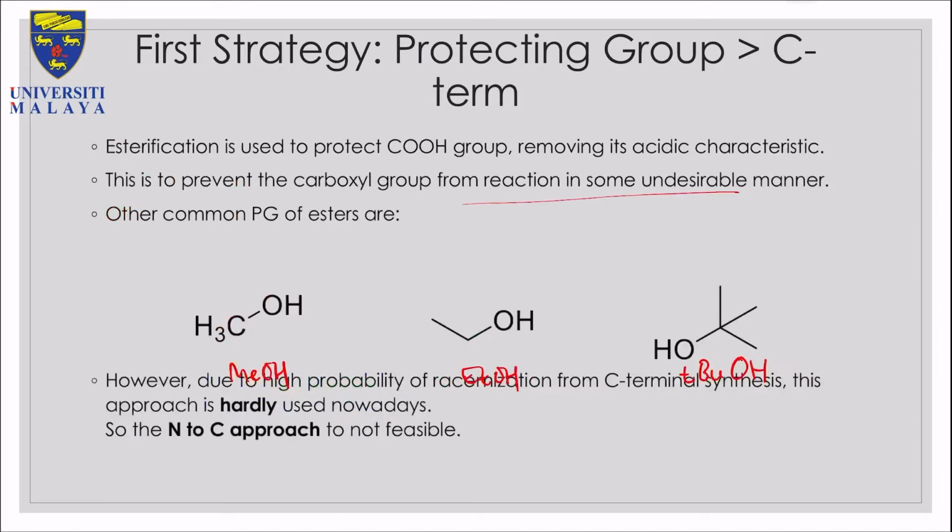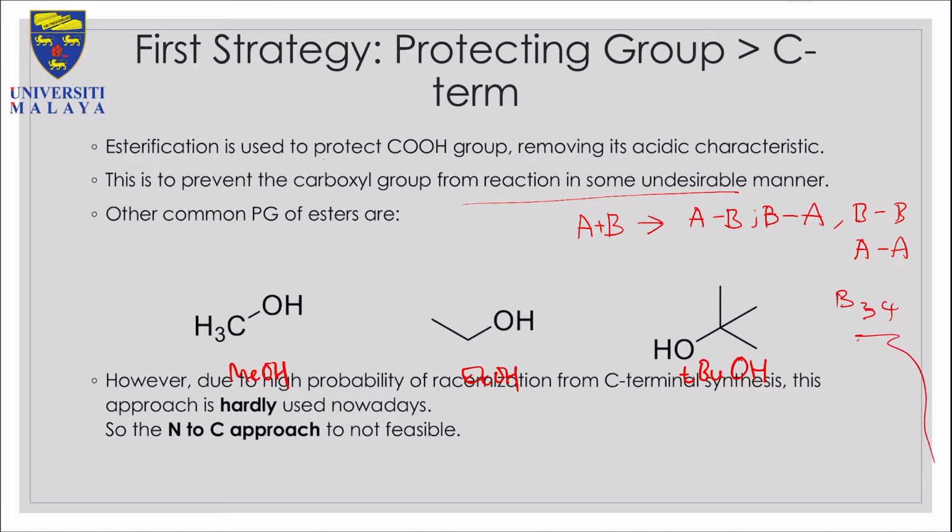Undesirable manner meaning that, as we will look at in the next few slides, if you have two amino acids A and B and you react them together, what are the possible outcomes? You can get AB, you can get BA, you can get BB, and you can get AA. And of course, if they are not protected, then you can have multiples of these, 3 copies, 4 copies, and so on and so forth. So there are unlimited copies.